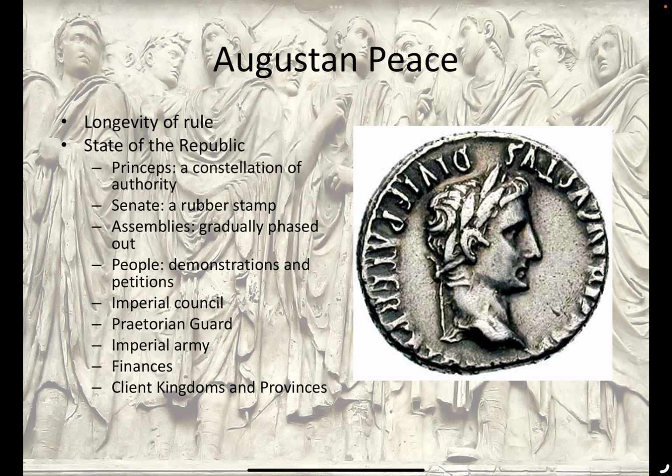So what happens to the other institutions of the Roman Republic then, with this one person holding so much power? Well, the Senate continues to exist, but it becomes, at least under Augustus, just a rubber stamp. Augustus gives them busy work. He sets the agenda for the Senate to debate, so he's able to influence everything they're talking about. They can't do anything without him. And so whatever Augustus wanted to do, pretty much the Senate backed it.